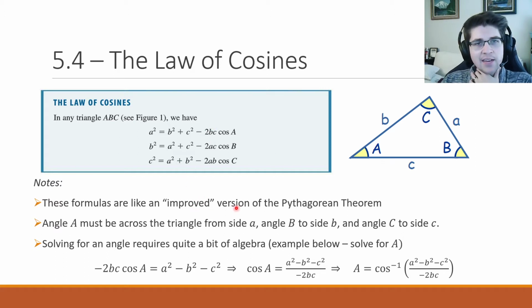But the way I like to think of it is like an improved version of the Pythagorean theorem. Like if you look at number 3 here, c squared is equal to a squared plus b squared minus 2ab cosine C. There's a strong similarity to the Pythagorean theorem in that we have a squared plus b squared is equal to c squared. But there's this other component here as well.